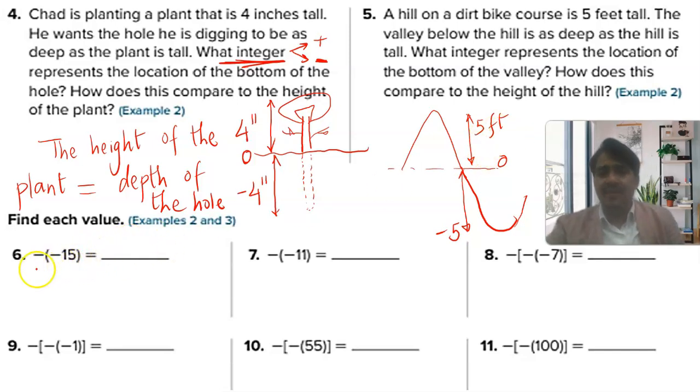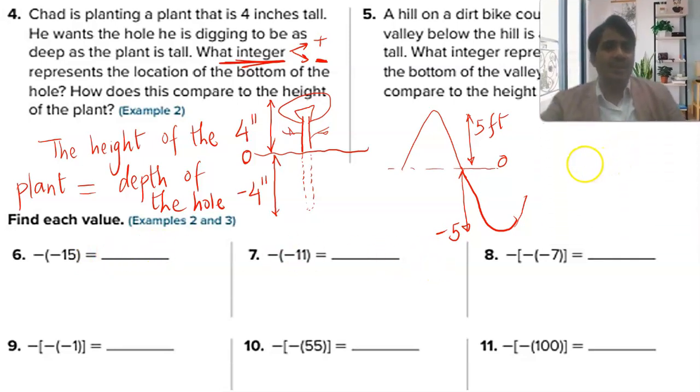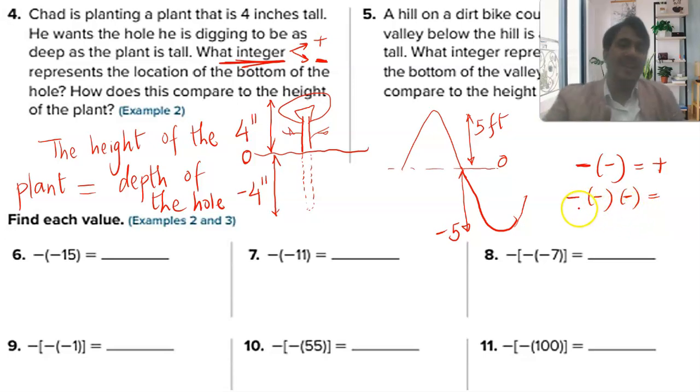Next, negative times negative. There is a simple rule which I think everybody knows: 2 negatives make a positive. But if you have 3 negatives, then two of them will make a positive, whereas the remaining one will make it negative. So 3 negatives is negative. These 2 negatives will make one positive. So the answer is 15. You can write positive 15, or if you don't write it, that is also okay.